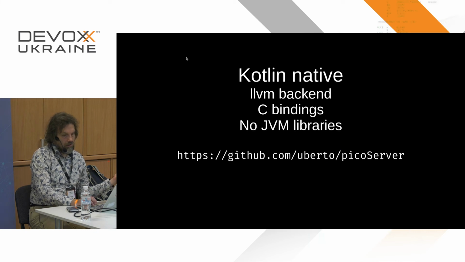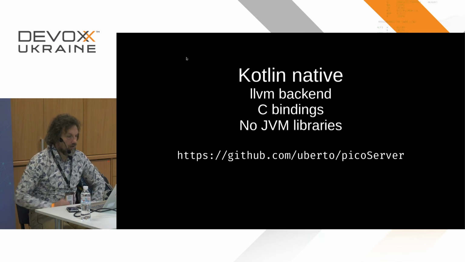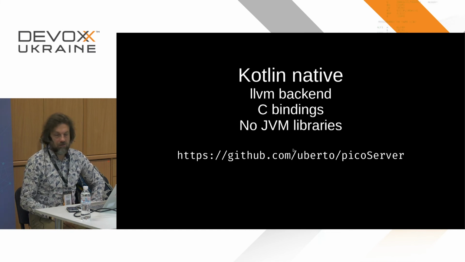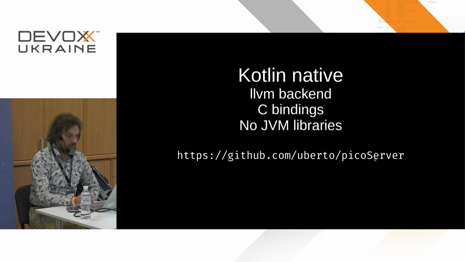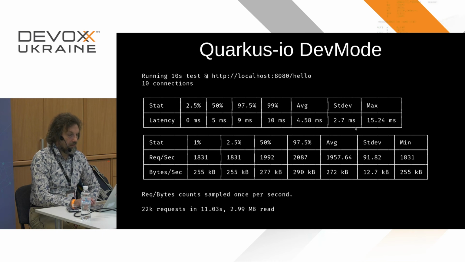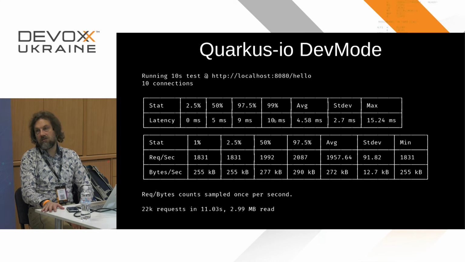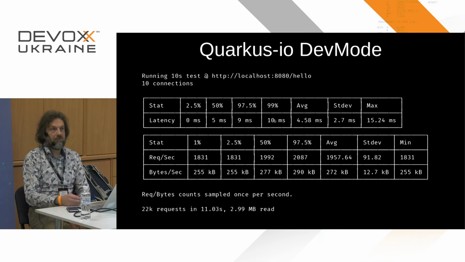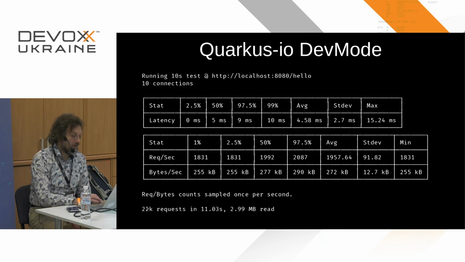Okay, so Kotlin native. Yeah, I created it on GitHub if you want to play a bit with the Pico server. There are no JVM C bindings. Okay, these are a bit of the benchmark, which is really not a benchmark tool, but just to give you a fair idea on my laptop.